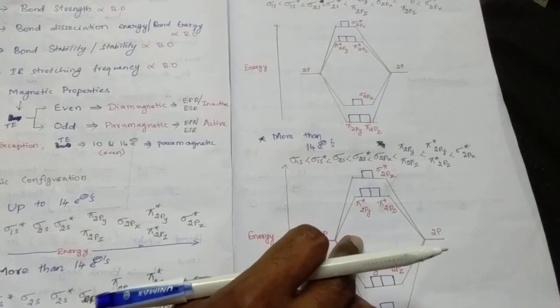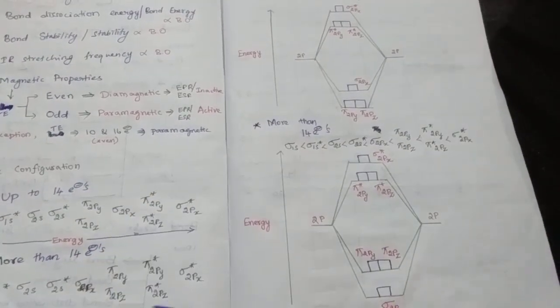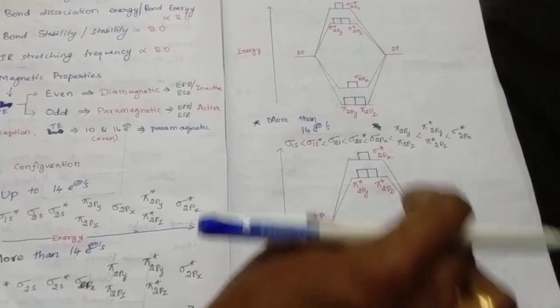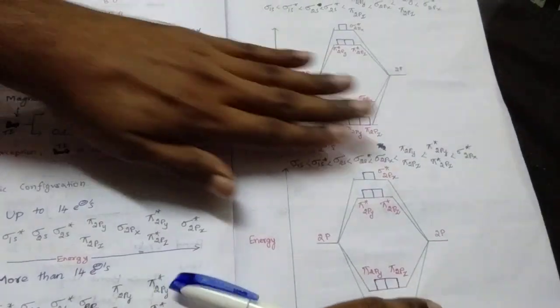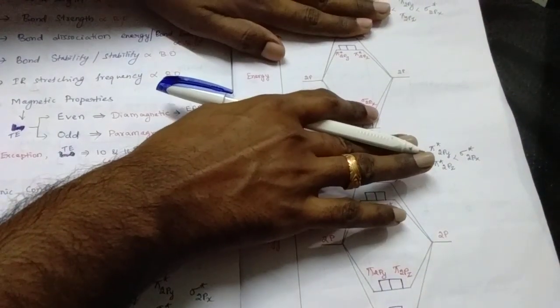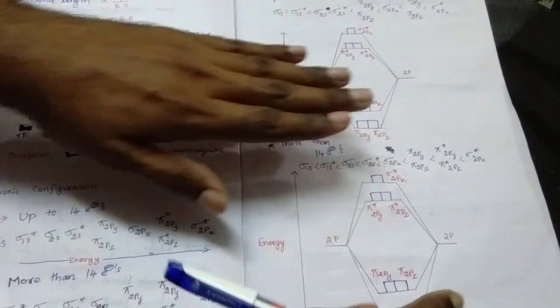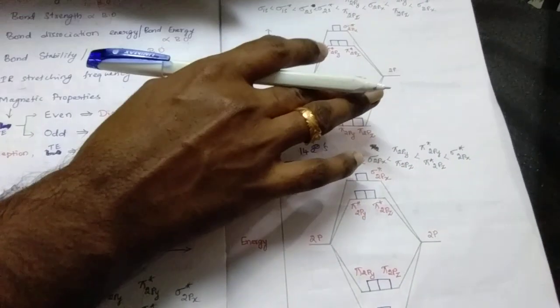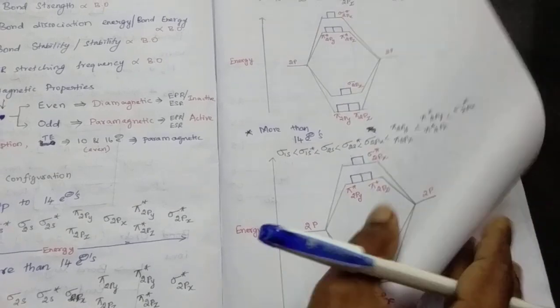This comes under the symmetrical arrangement. You can see the orbitals filling. This comes under the bonding orbital, this is the anti-bonding orbitals, and this is the anti-bonding molecular orbitals. You can see the symmetrical arrangements here, but here there is no symmetrical arrangement. So this more than 14 electrons electronic configuration we call symmetrical arrangement, but in the up to 14 electron system this is not a symmetrical arrangement, so we call it an asymmetrical arrangement.